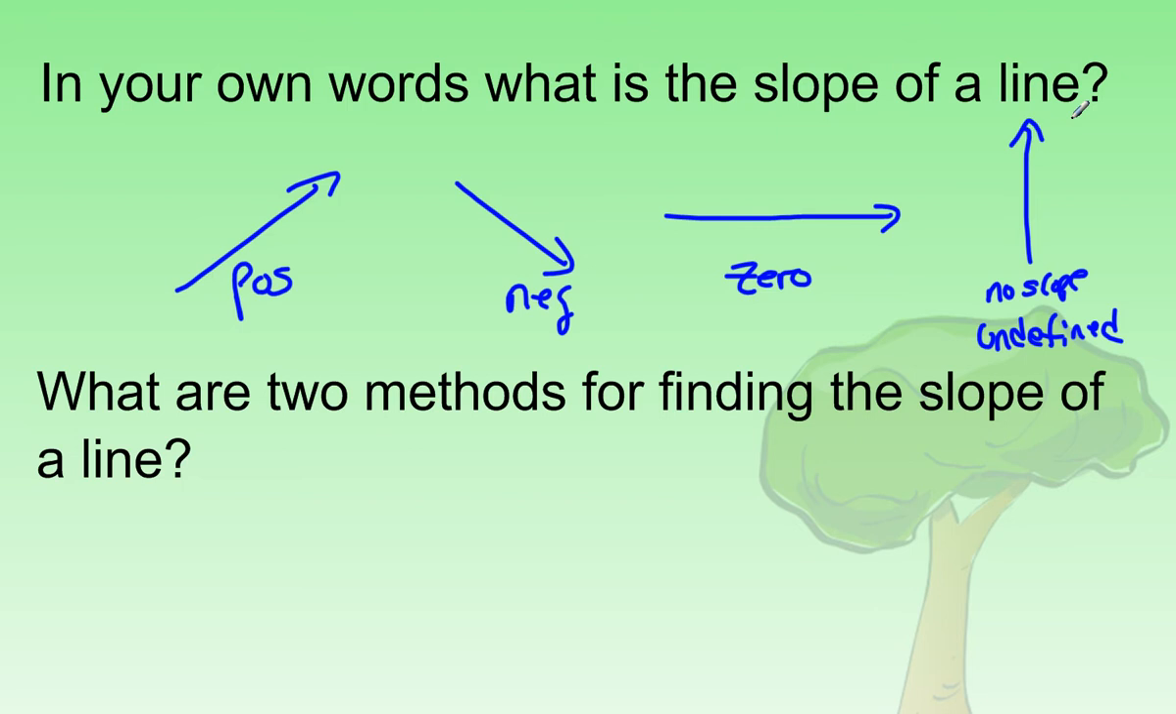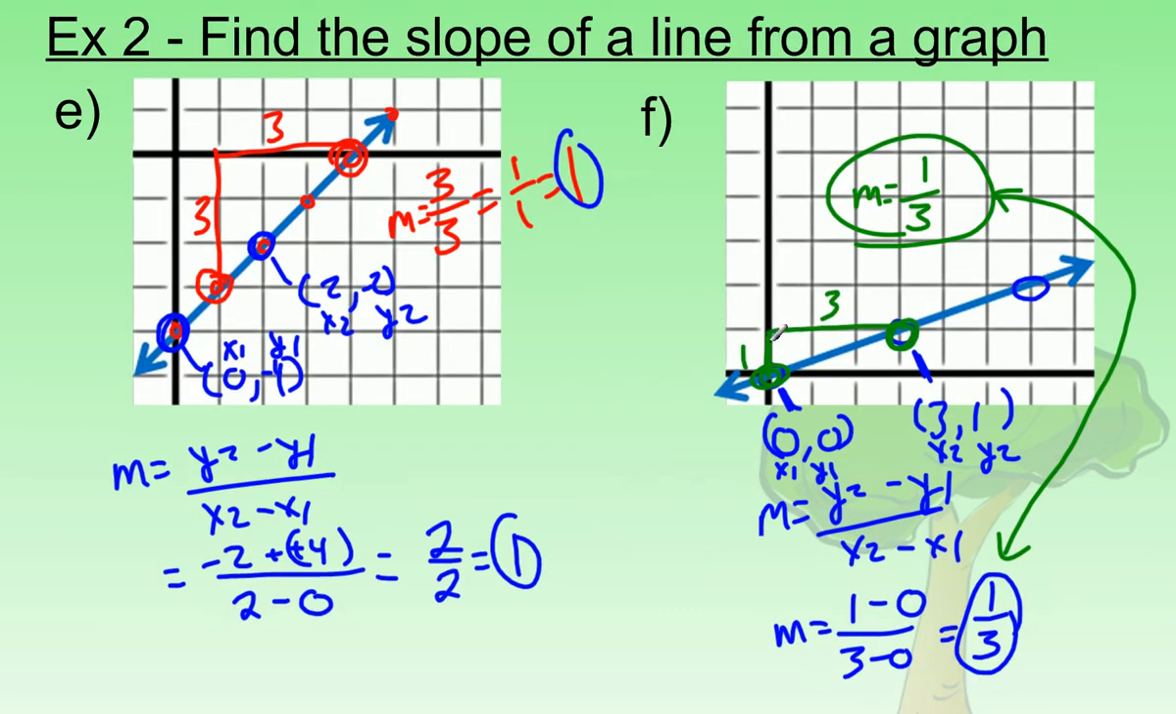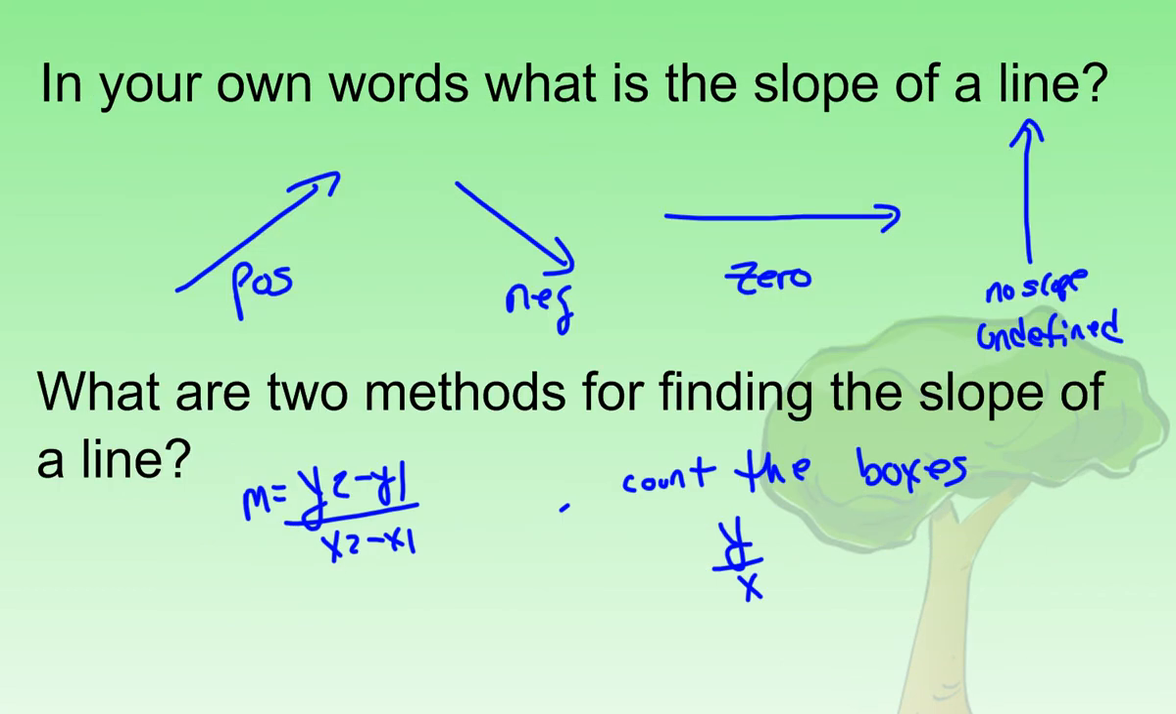And then what are the two methods for finding the slope of the line? Well, you can use the slope formula, this m equals y2 minus y1 over x2 minus x1, or if you have a graph, you can count the boxes. And remember, it's always the change in the y over the change in the x. So the up and down over the sideways.